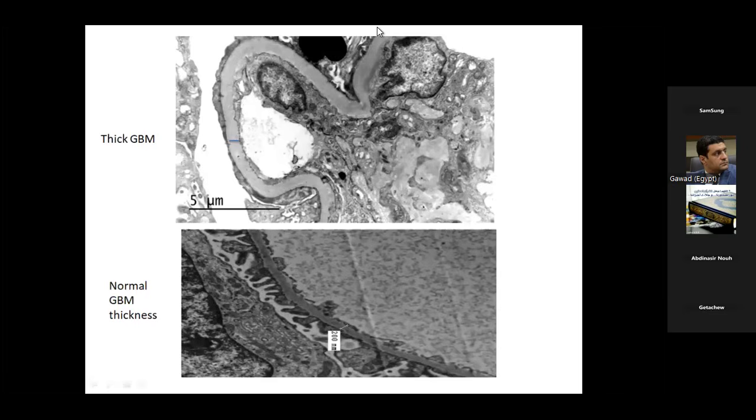And that's the difference between this membrane with its diffuse thickening when we compare it with the normal thickness of this membrane. The overlying podocytes are diffusely effaced, while here these podocytes are normal.